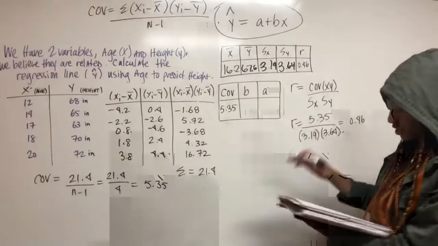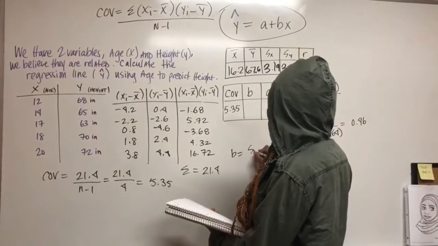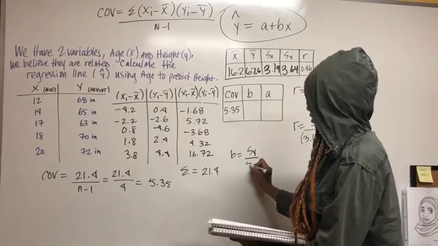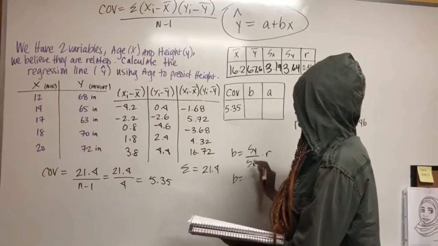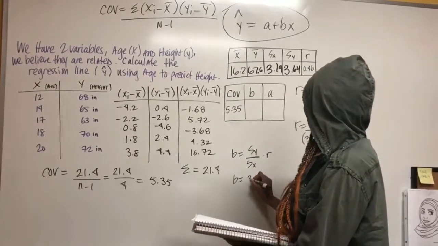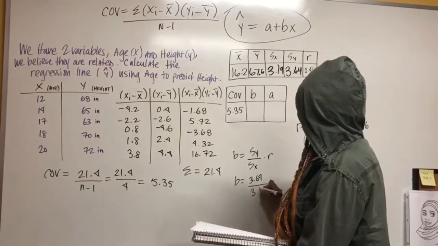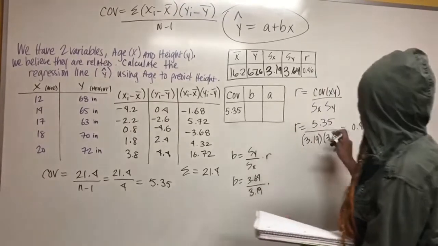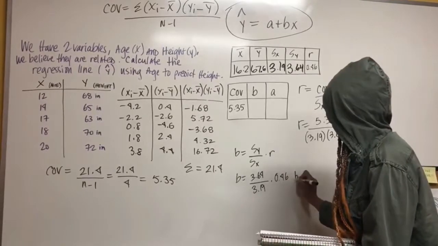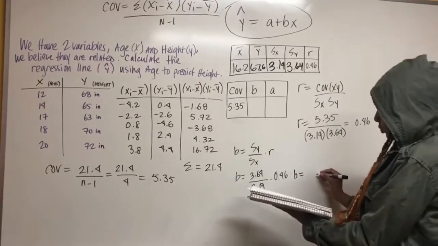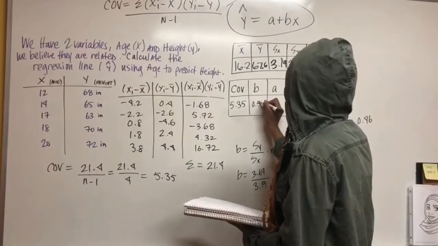Okay, so now that we found R, we can find B. So this is the equation for B. We have B equals the standard deviation of y over the standard deviation of x times R. And we have all of these elements. So B equals Sy, which is 3.64 over 3.19 times R, which is 0.46, and we'll get a B that equals 0.52. Okay, so I'll just write that in this.